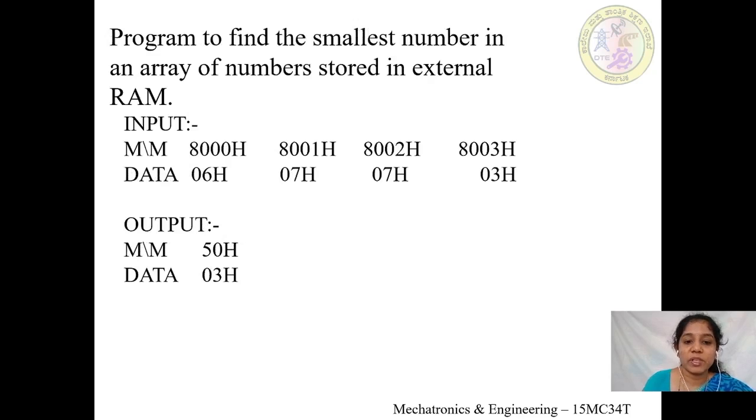So with our preference we are taking 8000H to 8003H and we are planning to take 4 data. Out of these 4 data, 6, 7, 7 and 3, what is the smallest? That is 3. So that data has to be displayed at the memory location 50H. So this is the preliminary setup.